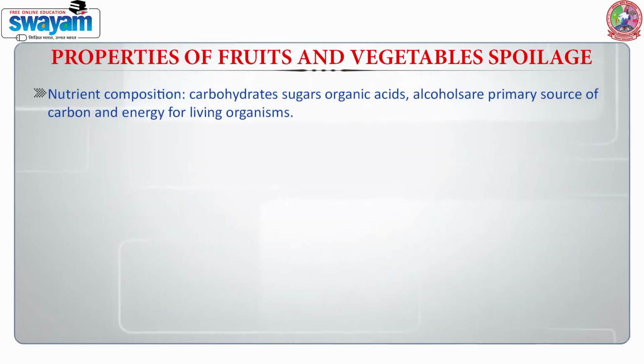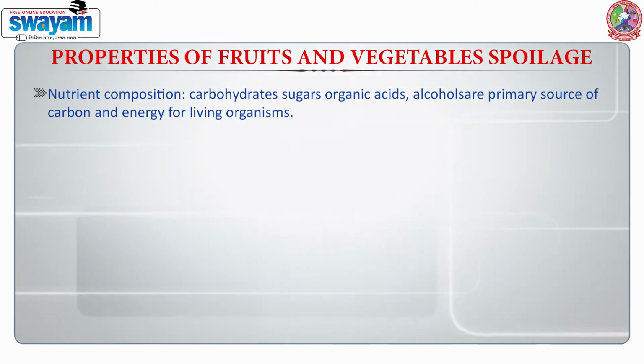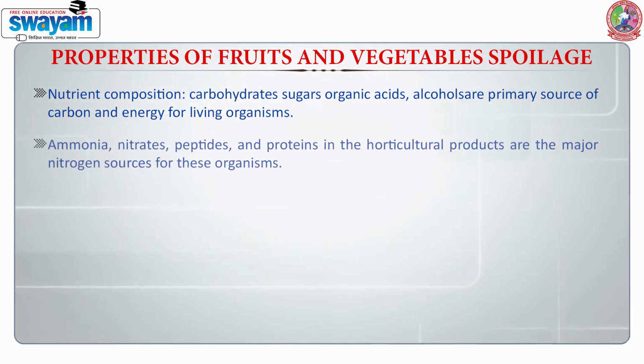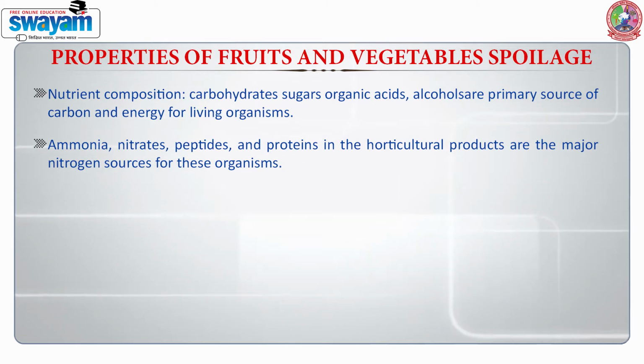Nutrient composition of fruits and vegetables includes carbohydrates, sugars, organic acids, alcohols, which serve as the primary source of carbon and energy for living organisms, and these also include the microorganisms which are responsible for spoilage. Certain other compounds like ammonia, nitrate, peptides and proteins in the horticultural products are the major nitrogen source for the spoilage microorganisms.